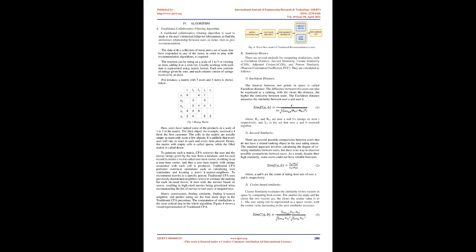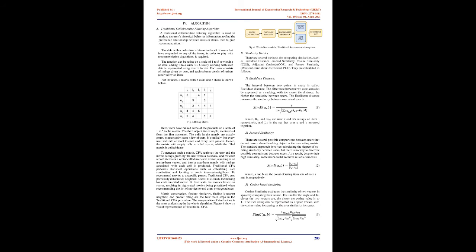To recommend movies to a specific person, traditional CFA uses previously determined neighbors, users, to estimate the ranking for each unrated movie. It then sorts the movies based on scores, resulting in high-rated movies being prioritized when recommending the list of movies to end users or the targeted user. Matrix construction, finding similarity, finding k-nearest neighbor, and predict rating are the four main steps in the traditional CFA procedure. The computation of similarities is the most critical step in the whole algorithm. Figure 4 shows a visual representation of traditional CFA.